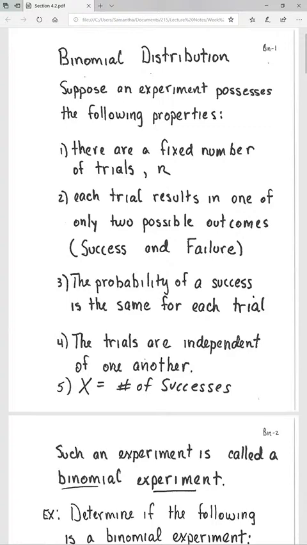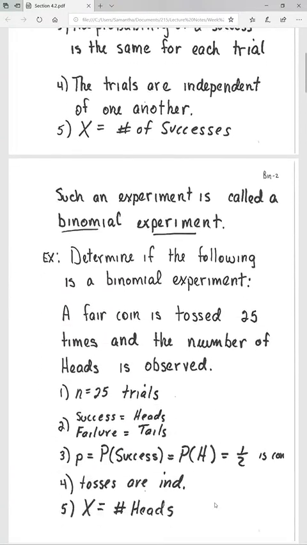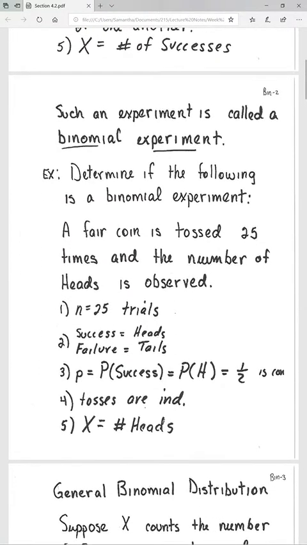1. There is a fixed number of trials n. 2. Each trial results in one of only two possible outcomes, success and failure. 3. The probability of a success is the same for each trial, meaning it's consistent. 4. The trials are independent of one another. And 5. X equals the number of successes. Such an experiment is called a binomial experiment.